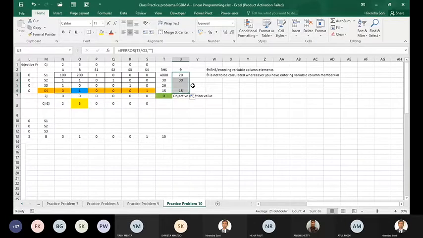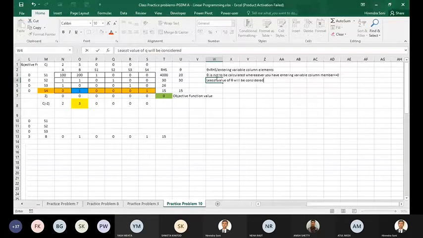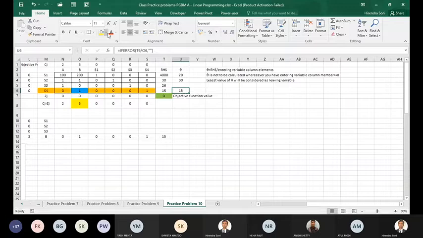Now the least value of theta will be considered as the leaving variable. तो जहां कहीं पर भी आपका least value आता है, सो अगर हम यहाँ पर देखेंगे, this is my least value and hence this will be considered as my leaving variable. So S4 will leave and B will enter the matrix.